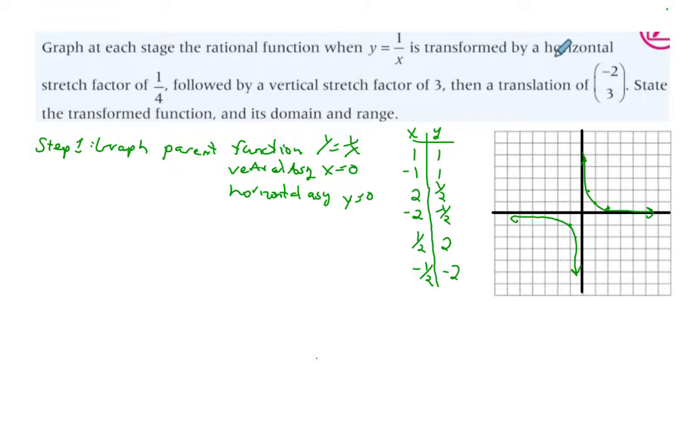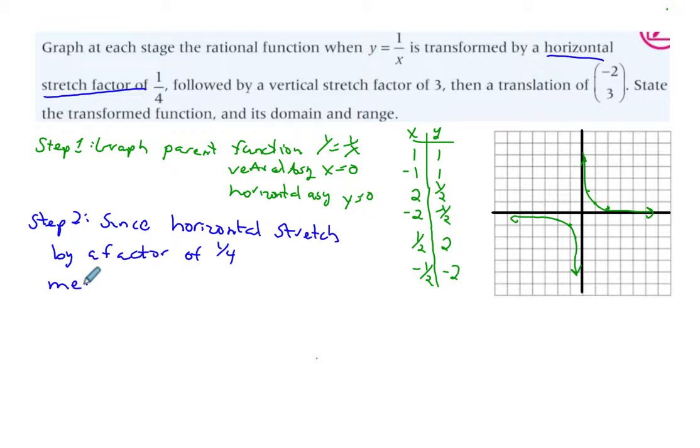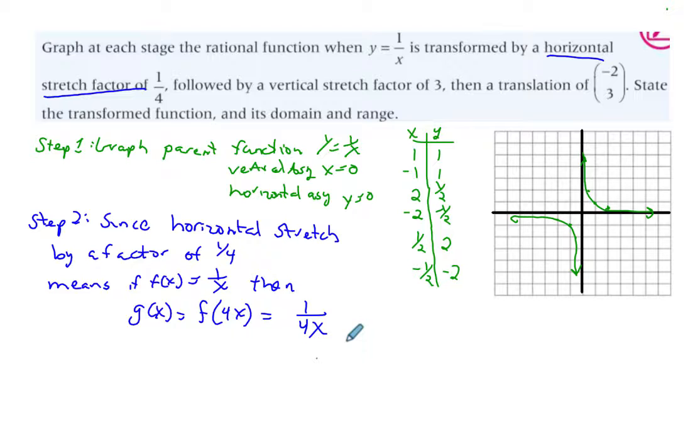So now let's deal with the first transformation that was listed, which is a horizontal stretch by a factor of 1/4. So what does this horizontal stretch mean in terms of my function? If f of x is 1 over x, then we can have this new function g of x, which would be f of 4x, which translates into the original equation as 1 over 4x being my function with this transformation.